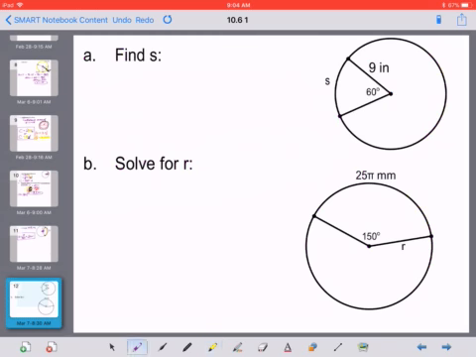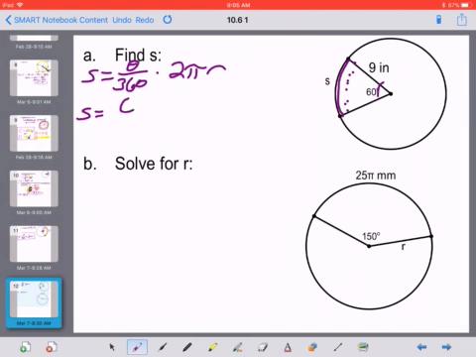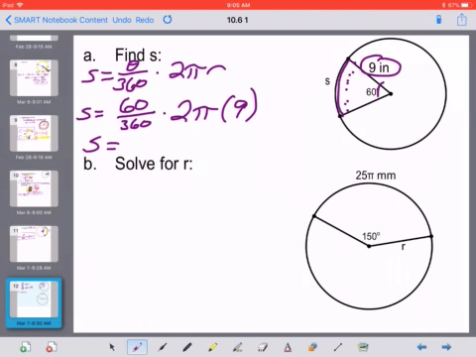In example A, we're trying to find the length of an arc, S. To do that, 3 steps. Number 1, formula: S is equal to theta over 360 times 2 pi r. Step 2, fill in what you know. S is equal to theta, the degree measure of this arc, which is also the degree measure of this central angle. So it's 60 over 360 times 2 times pi, and in this circle we have a radius of 9 inches. And step 3, evaluate or solve as we need to.